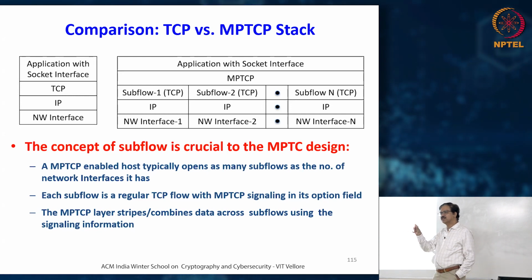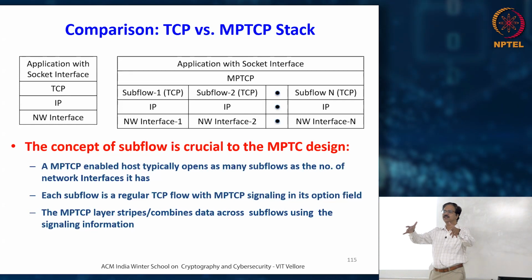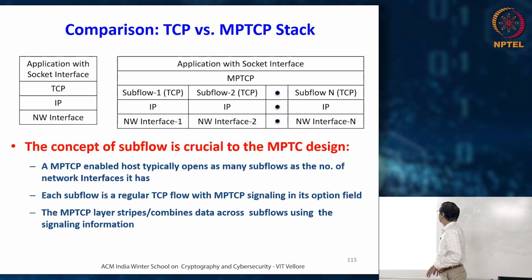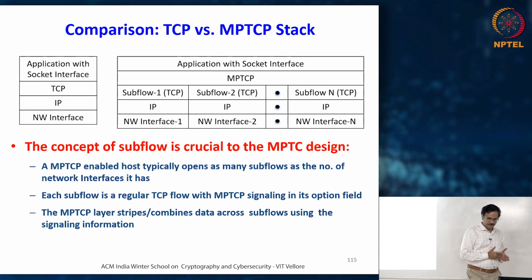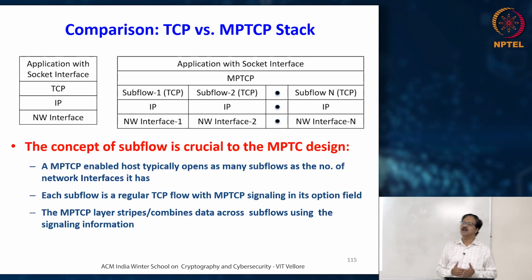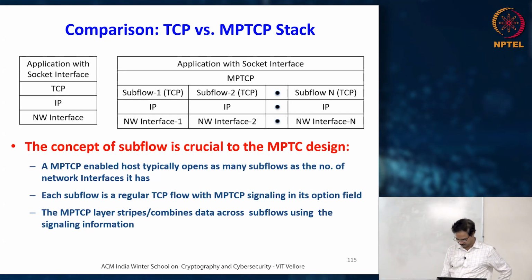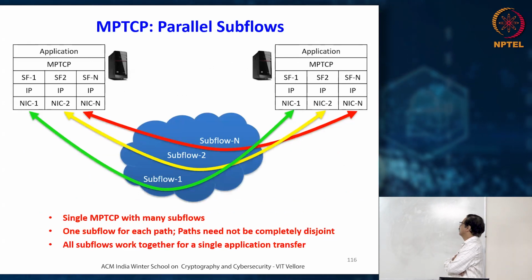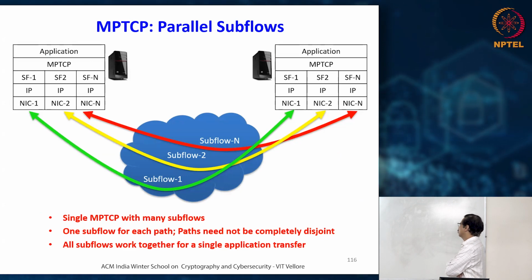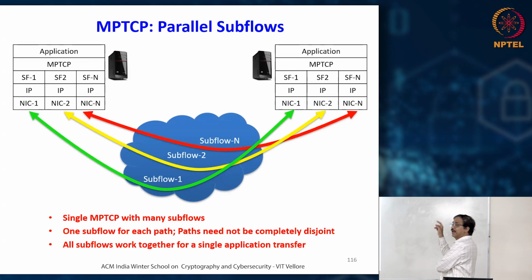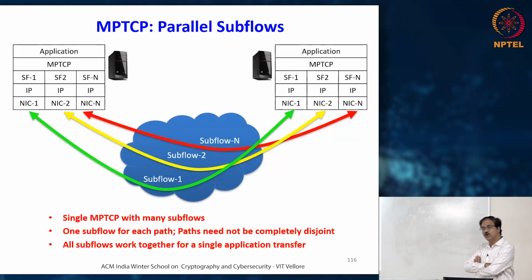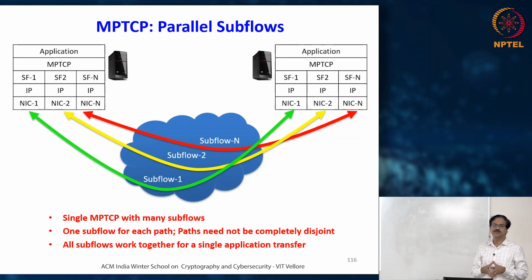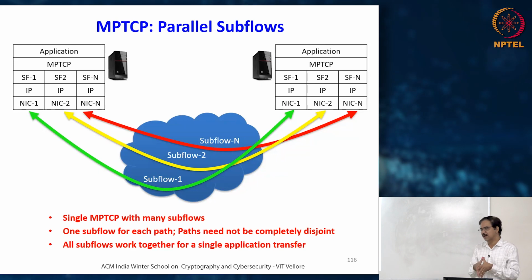If you have two network interface cards, if you have two paths, you will establish two TCP flows. Each one is called a subflow of MPTCP. So you can have an MPTCP connection which consists of multiple TCP subflows. Here is the pictorial representation. You have NIC1, NIC2, and assume you have NICN, and then you can have N subflows. But what is the beauty? They all are TCP flows, but they are all connected together. They are all used for transmitting a single application's data.